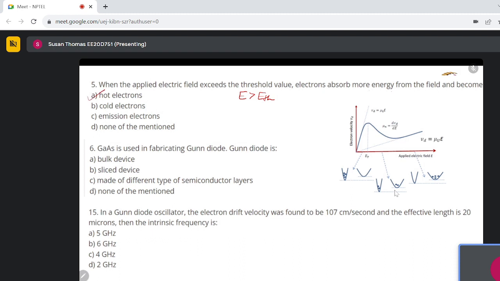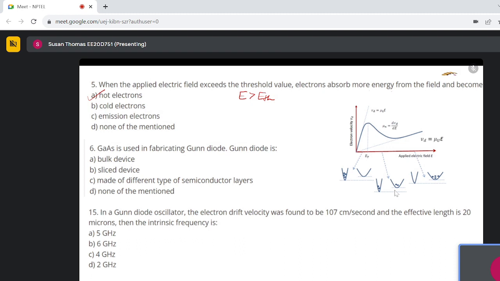So basically, once the energy is absorbed, they become hot electrons. As you know, they try to jump from the valence band to the conduction band's secondary valley. But then the mobility reduces. So that is why we call them hot electrons.